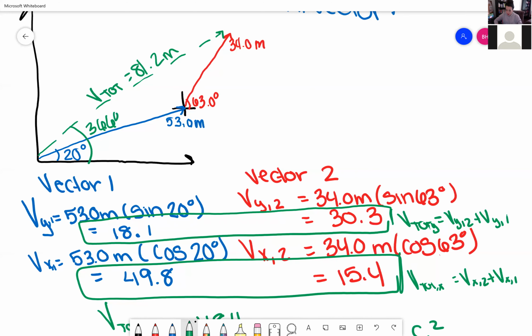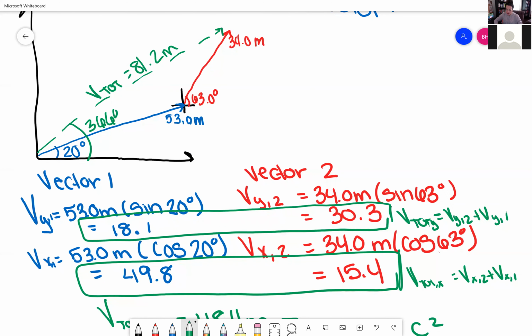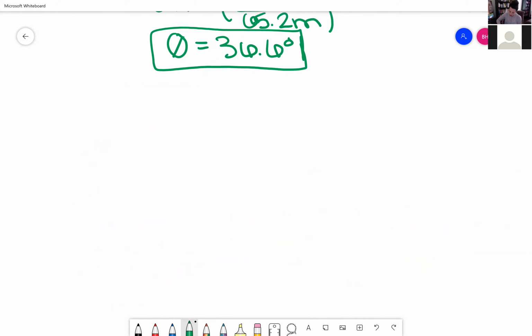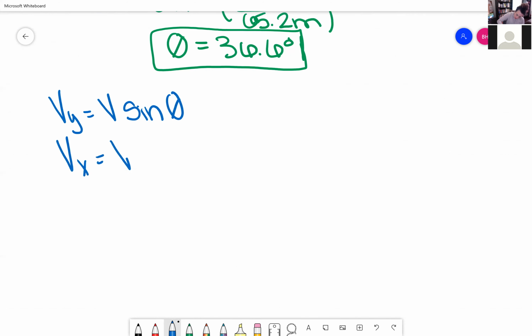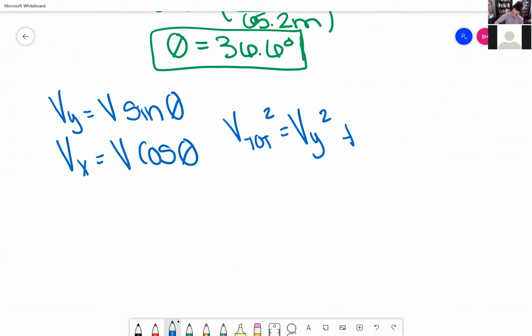Oh, one last thing. I just kind of want to sum up our equations, because sometimes that's helpful, to have all your equations in one place. So if we want to find the x and y components, we're going to be using that idea that Vy equals V sine theta. Vx is going to equal V cosine theta. If we want to combine these two, we're going to use V total squared is going to equal Vy squared plus Vx squared. So that's kind of putting them back together.